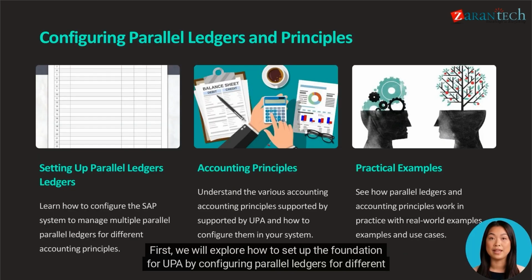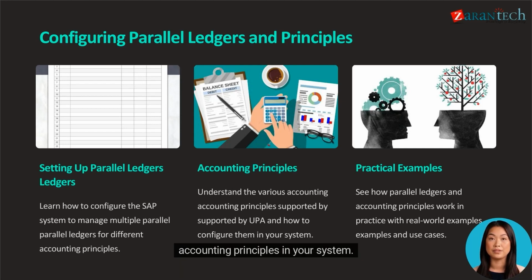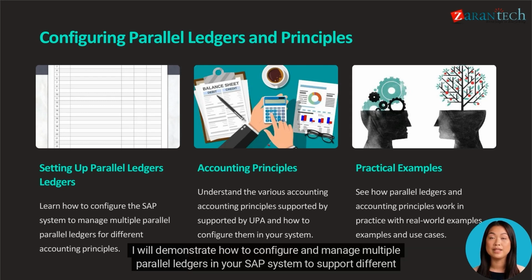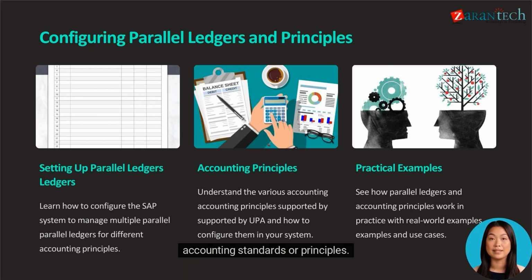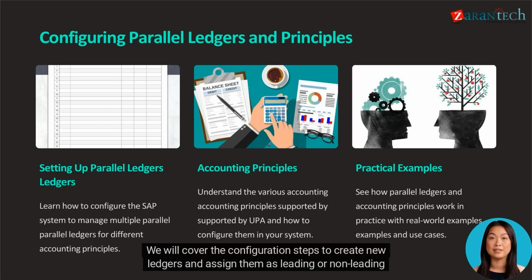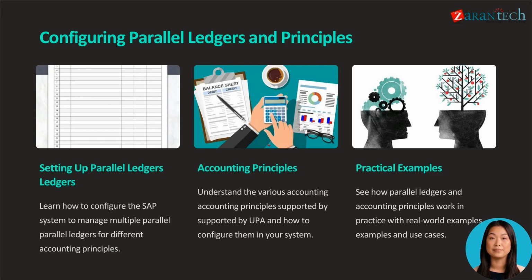First, we will explore how to set up the foundation for UPA by configuring parallel ledgers for different accounting principles in your system. Setting up parallel ledgers. I will demonstrate how to configure and manage multiple parallel ledgers in your SAP system to support different accounting standards or principles. We will cover the configuration steps to create new ledgers and assign them as leading or non-leading ledgers.